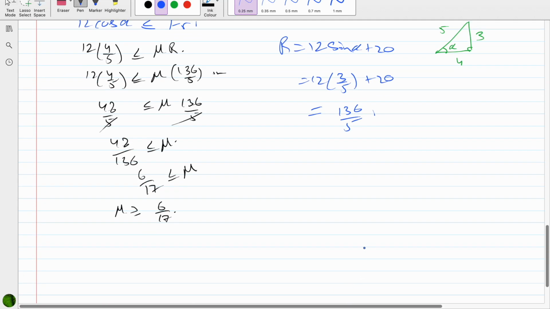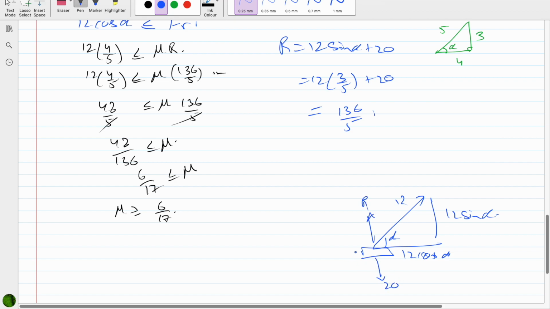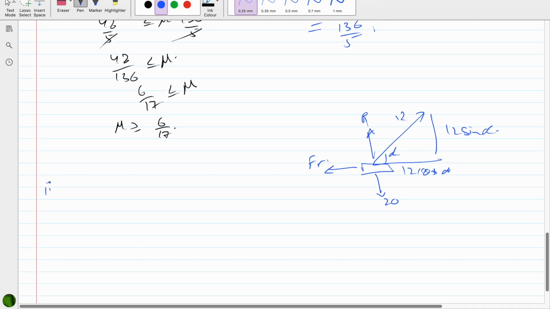Let's split it up quickly. This was 12, that's alpha. 12 cos alpha, this is 12 sine alpha. R is upwards, weight is downwards, and friction is to the left hand side. So in the second case, 12 cos alpha is greater than the friction. So 12 cos alpha is greater than friction, which is mu R.